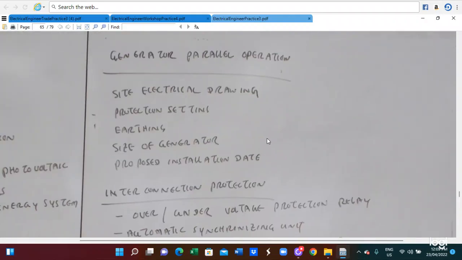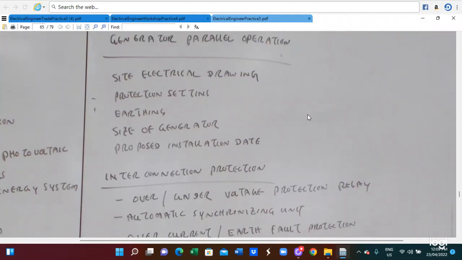Now, when we do the generator parallel operation, we have to do the site electrical drawing. We have to set the protection setting. We provide the other system. We need to determine the size of the generator, and then we have to propose an installation date.